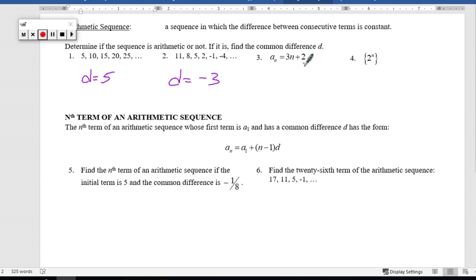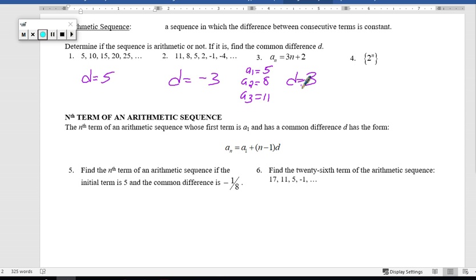If I give you a pattern, something like this, we need to figure out what A sub 1, A sub 2 is. In this case, A sub 1, if you plug 1 in for that n, would give you 5. A sub 2, if I plug 2 in, is going to give us a total of 8. A sub 3 is going to give us a total of 11. Again, I can see I'm adding 3 each time. So our common difference in this case is 3.